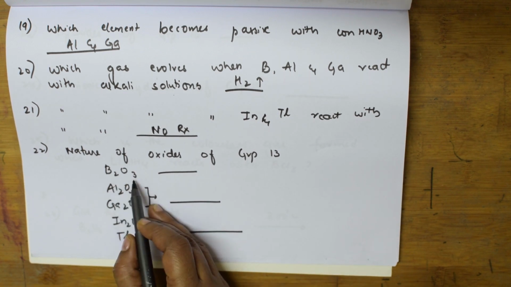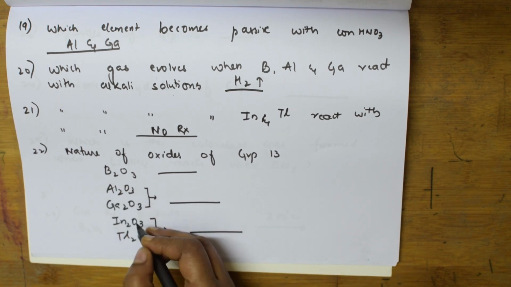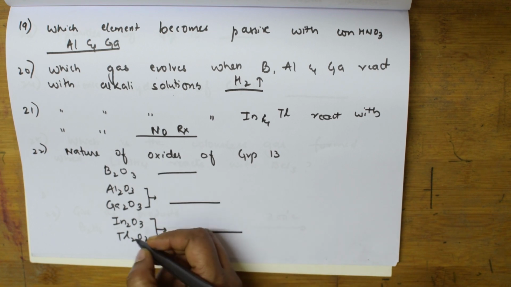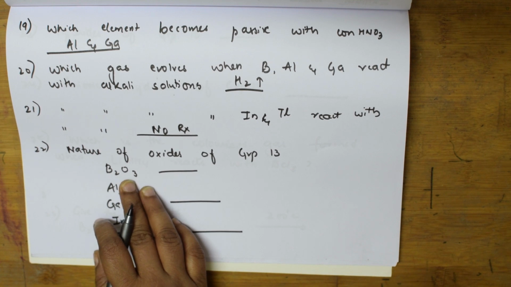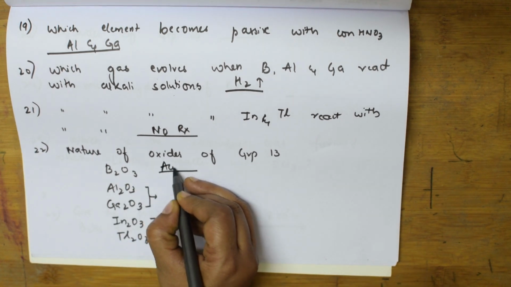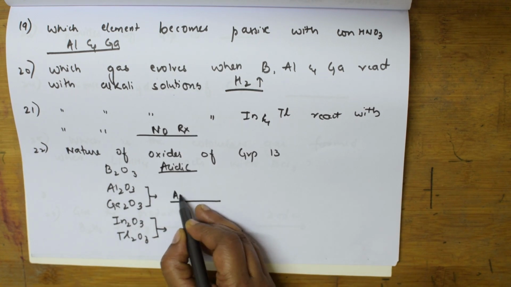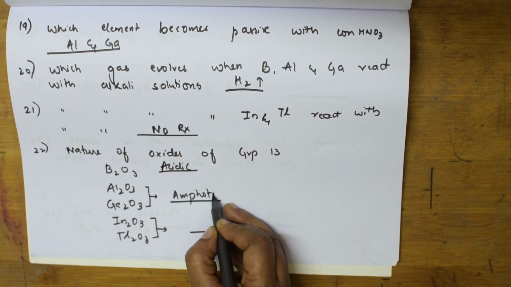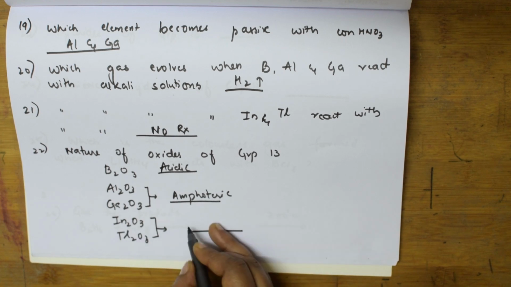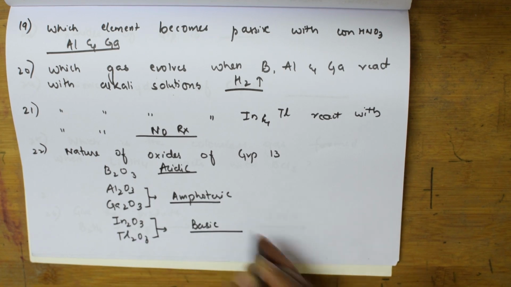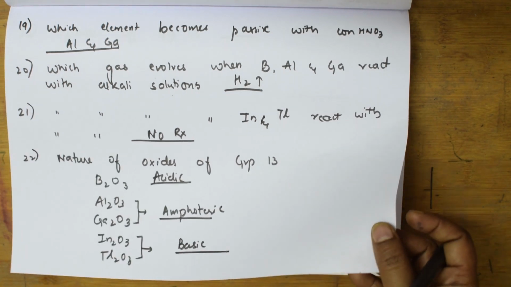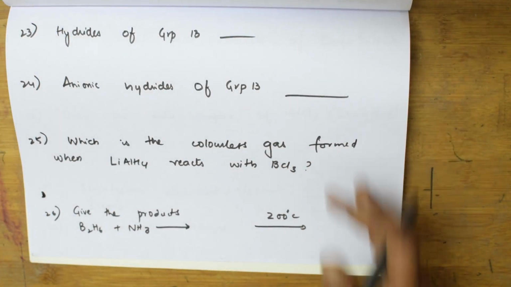So we have B2O3, aluminium oxide, gallium trioxide, indium trioxide and thallium trioxide. B2O3 is acidic in nature. Remember. Next, Al2O3 and Ga2O3 are amphoteric in nature. The last two, In2O3 and Tl2O3, are basic in nature. Remember this question. So let us come back to see the next question, students.